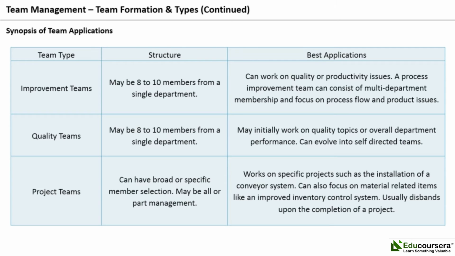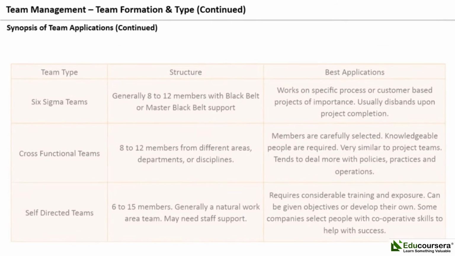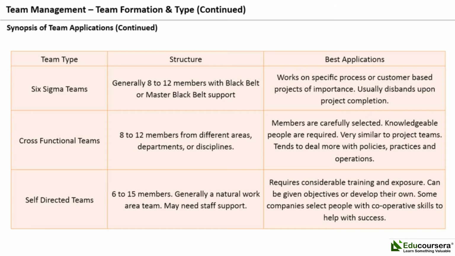Project teams. The structure can have broad or specific member selection. May be all or part management. They work on specific projects such as the installation of a conveyor system. Can also focus on material-related items like an improved inventory control system. Usually disbands upon the completion of a project. Six Sigma teams. The structure is generally 8 to 12 members with black belt or master black belt support. They work on specific process or customer-based projects of importance. Usually disbands upon project completion.